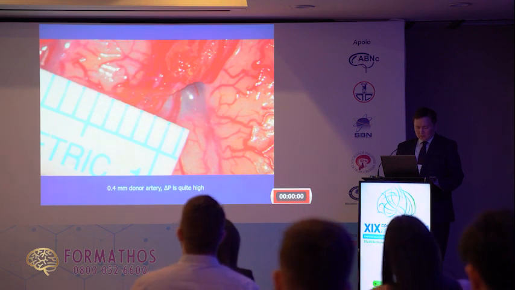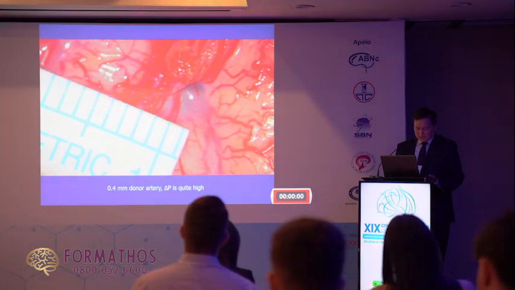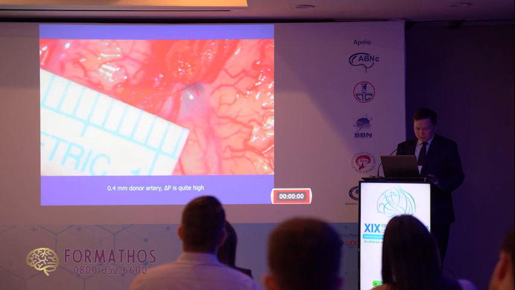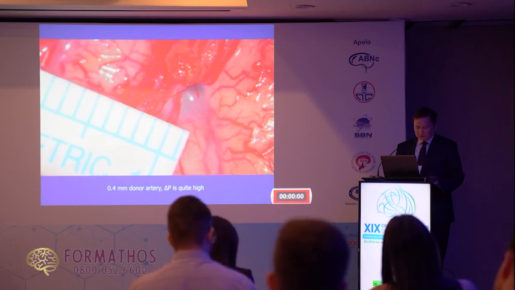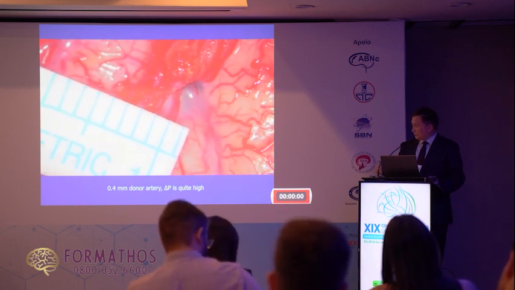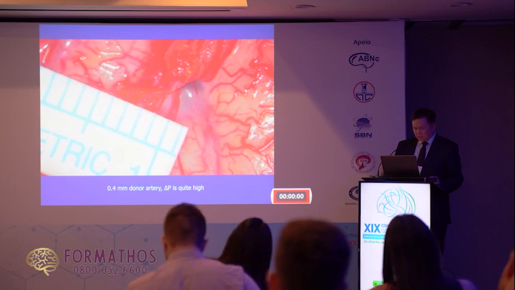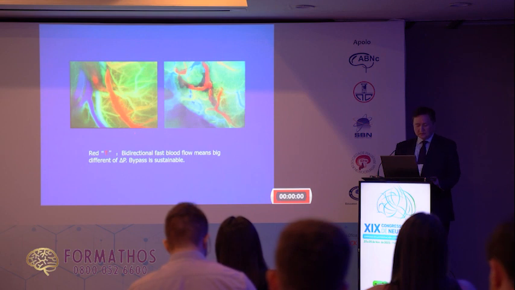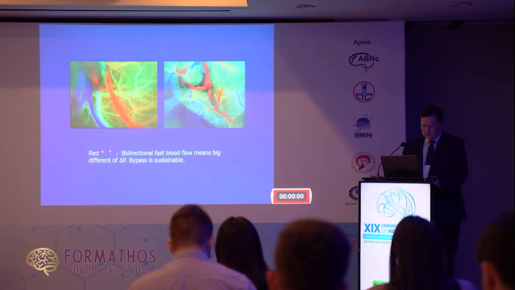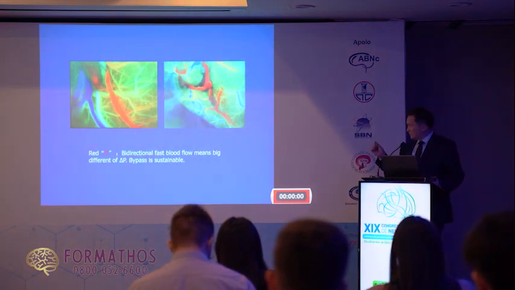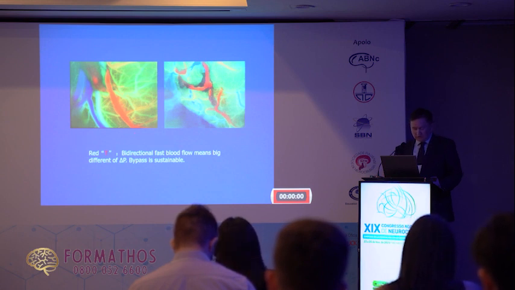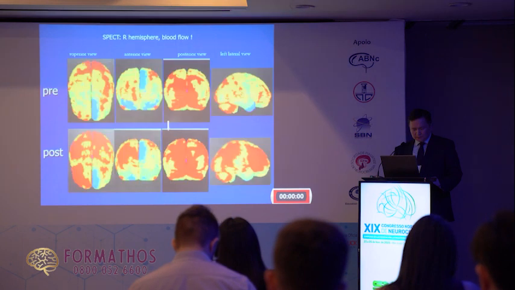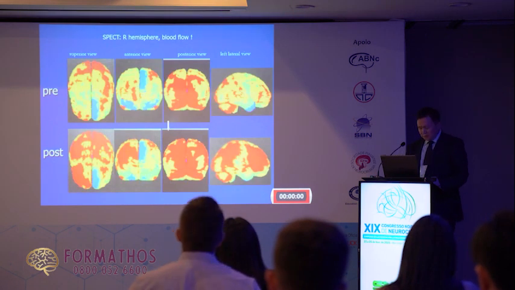Sometimes the donor artery is so small, like this one is only 0.4 millimeter, but the delta P is quite high. So you can see the donor artery stand over the recipient one. After a successful bypass, you can see a red T sign in the flow 800 image, which means a high delta P.